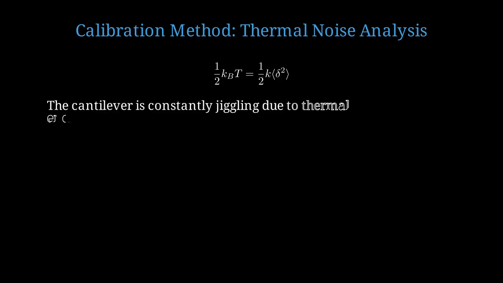Even when nothing is touching the cantilever, it's constantly jiggling due to thermal energy from the surrounding molecules. By measuring this thermal noise, we can determine k. Rearranging, k equals k_B T divided by the mean square deflection. This is beautiful because it requires no external calibration standards.